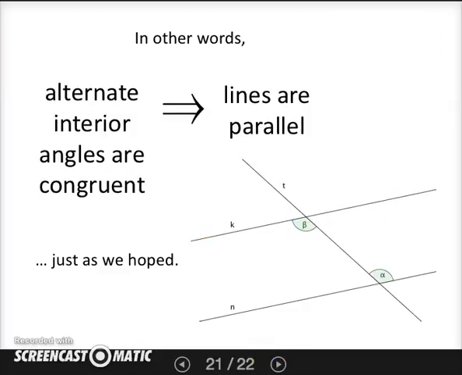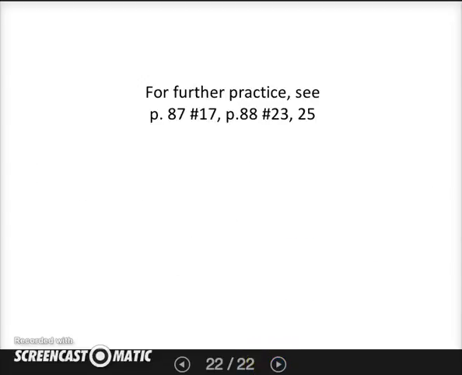Okay, so what we've proved, in other words, is that it is true that if alternate interior angles are congruent, then we can claim that the lines are parallel, just as we hoped. For further practice with constructing proofs, see page 87 of your book, number 17, and page 88, numbers 23 and 25.